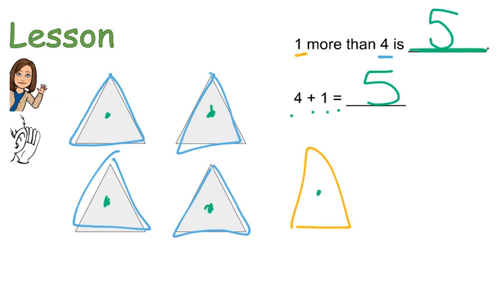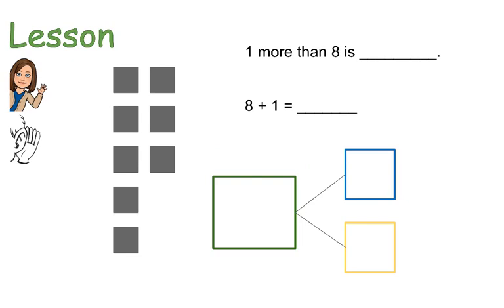All right, let's look at the next example. Now we have some squares. So again, we're going to look at the number, and then we're going to put 1 more. Okay, let's get started. So I'm going to count how many squares there are first. So we have 1, 2, 3, 4, 5, 6, 7, 8. Okay. Now I'm going to draw my one more. Here it is.